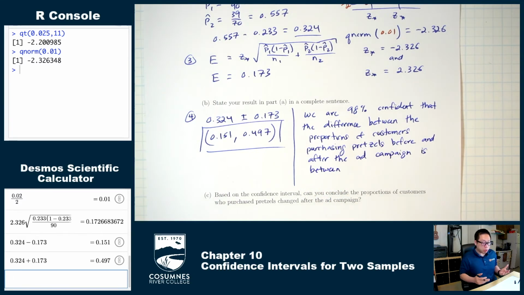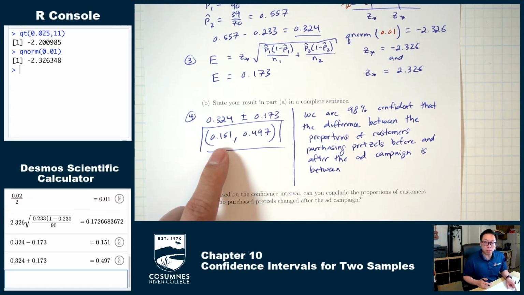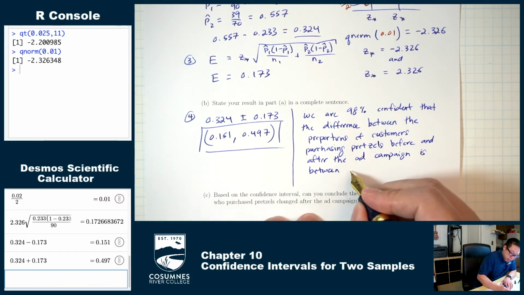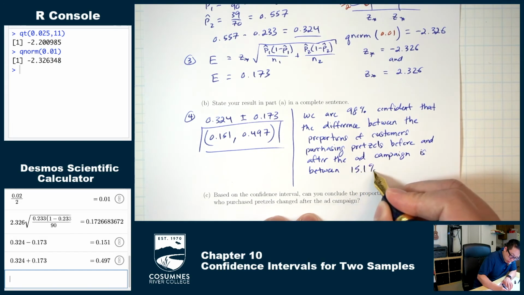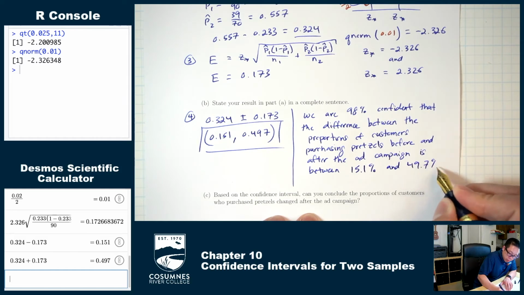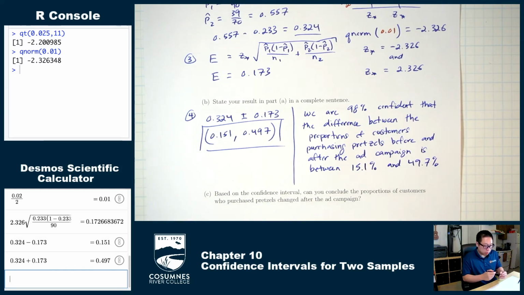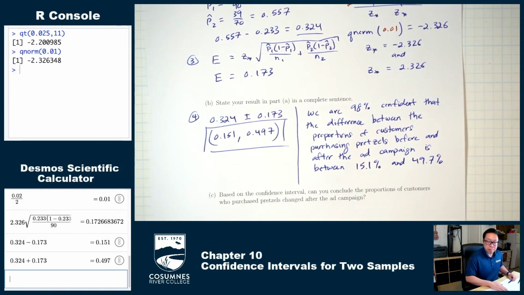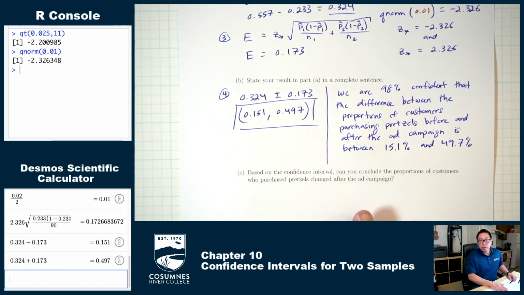Now, this is proportions, so we should convert these to percents. So between 15.1% and 49.7%. Okay, so you're only converting to percentage on the proportions.